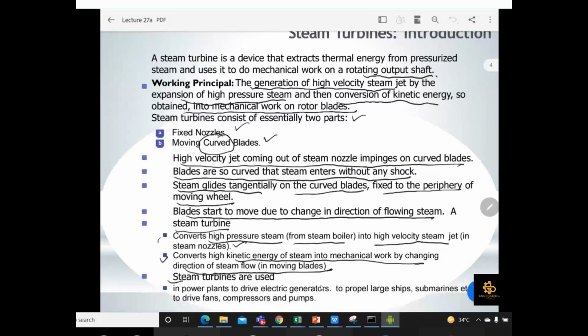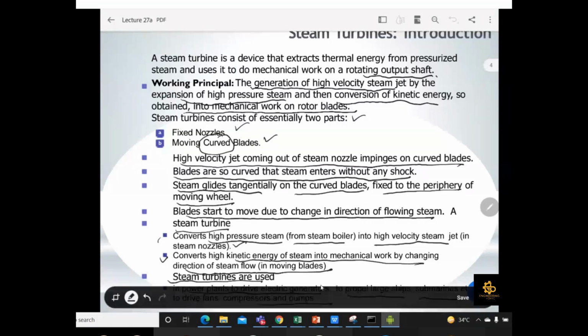Steam turbines are used in power plants to drive electric generators, to propel large ships and submarines, and to drive fans, compressors, and pumps. So these are some applications of your steam turbines.